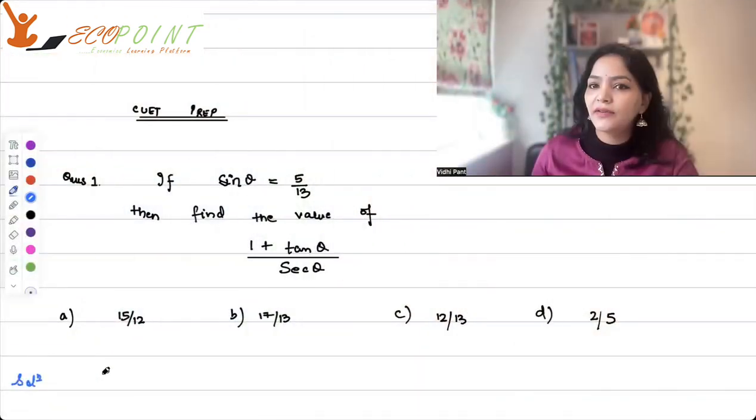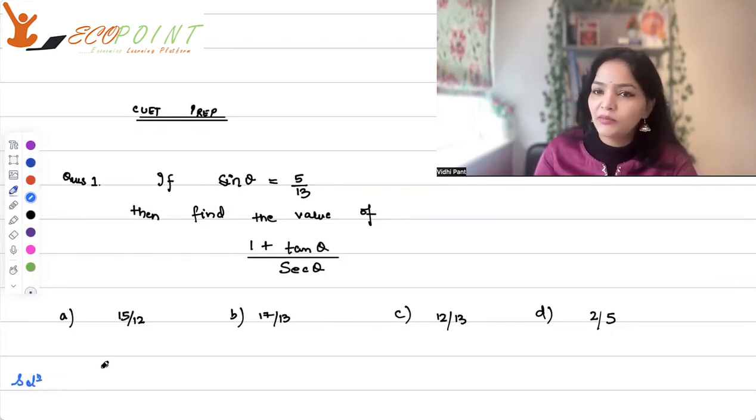Today, let's again start with some questions on miscellaneous topics, different topics, and get ourselves more prepared for the coming up CUET exam. So the first question goes here. If sine theta is 5 upon 13, then find the value of 1 plus tan theta upon secant theta. Yes, this much trigonometry could be expected out of you.